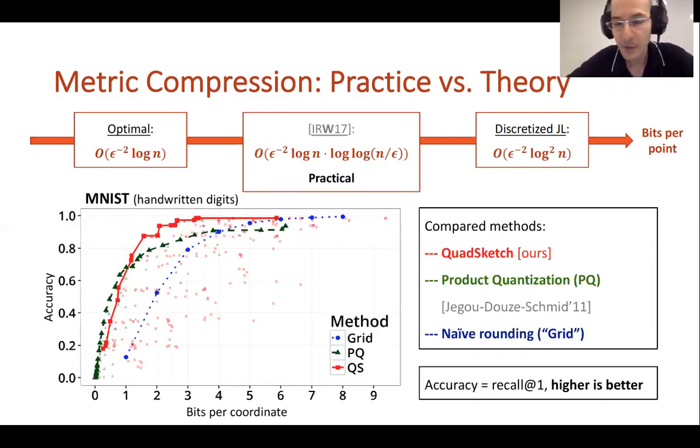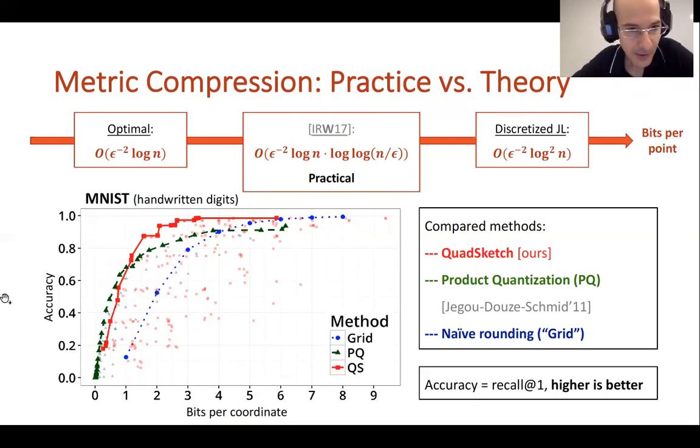So here you see a comparison of our algorithm in red to product quantization. Product quantization is the prototypical algorithm from the applied literature that I mentioned earlier. It is a very famous paper and a very good algorithm, and also to a baseline of naive rounding, which is exactly what it sounds like. You just round off the significant bits from each coordinate. And here you can see the comparison. The x-axis is the size of the sketch, the number of bits per coordinate, and the y-axis is the accuracy for nearest neighbor search. This is MNIST. You can see that in the lower accuracy regime, we do slightly worse than product quantization, and we do better in the high accuracy regime.